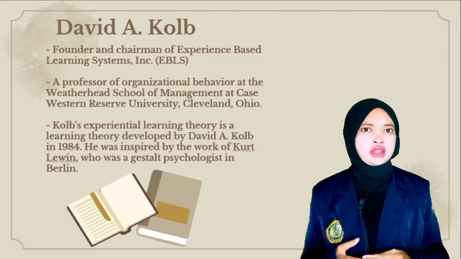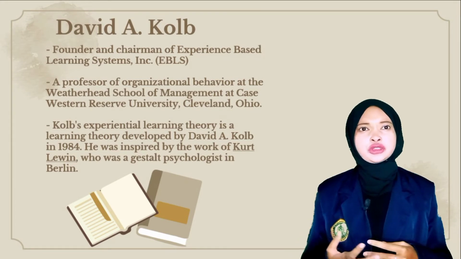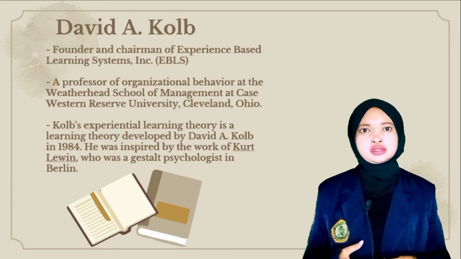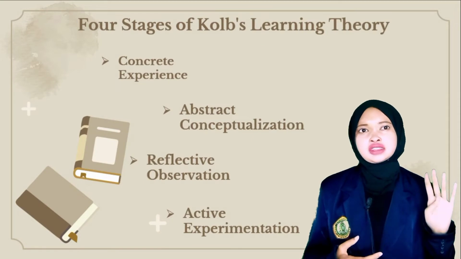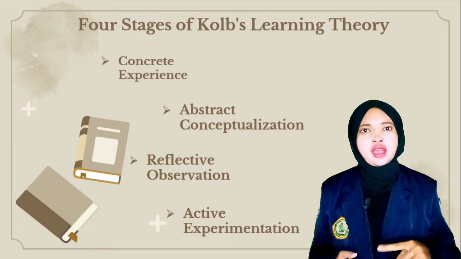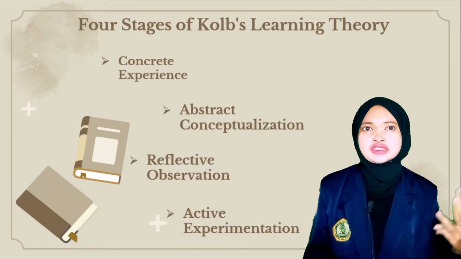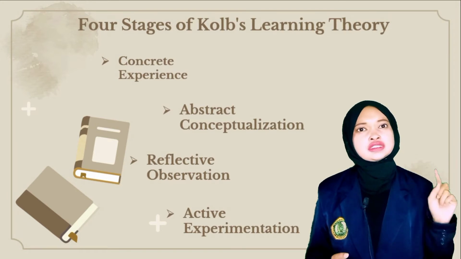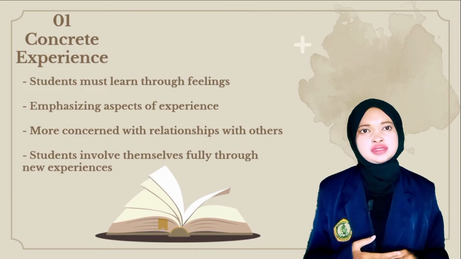Kolb's theory is a learning style or cognitive process that occurs for someone to learn something from experience. So today I will explain the stages of Kolb's learning theory, namely concrete experience, abstract conceptualization, reflective observation, and active experimentation. The first step in the Kolb learning cycle is to have a concrete experience.